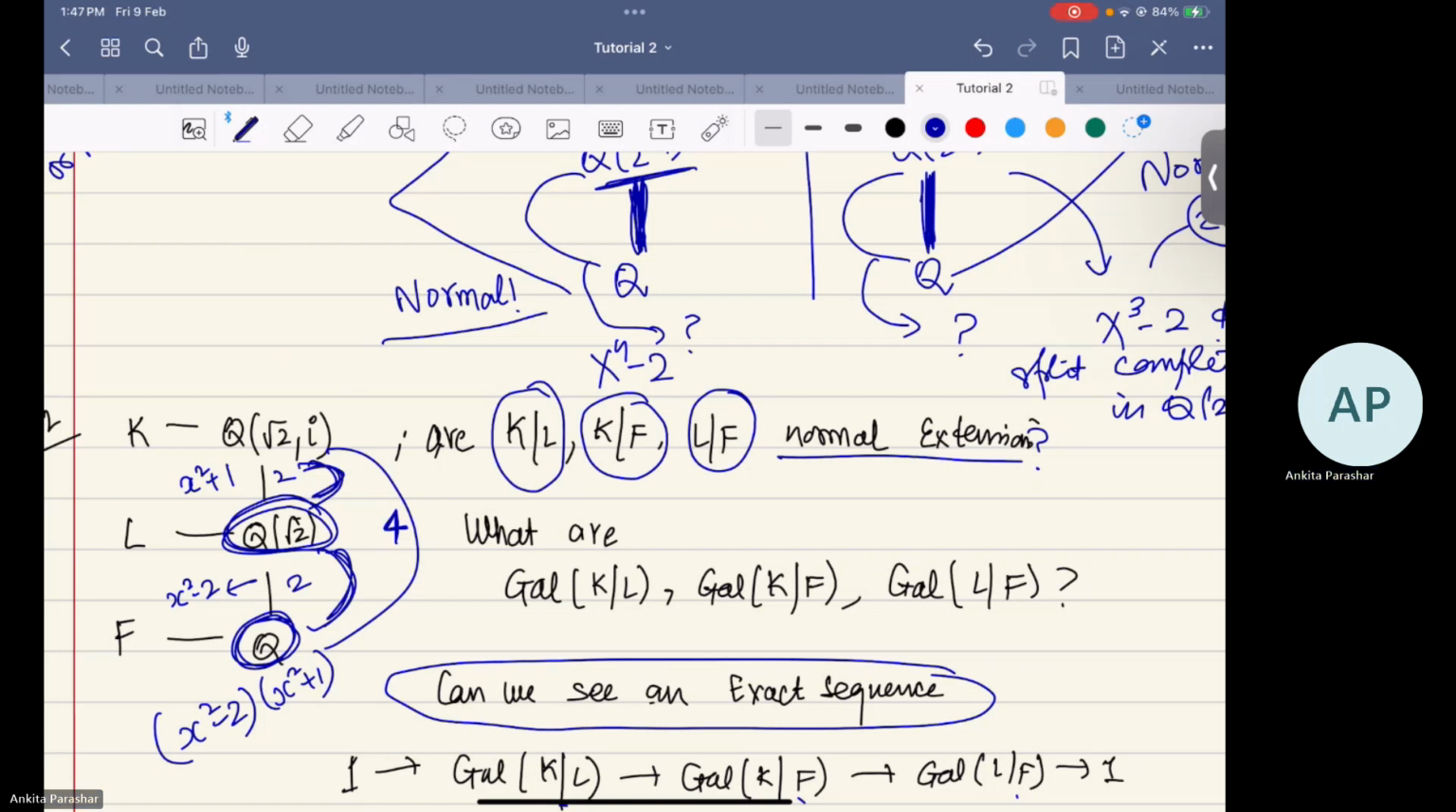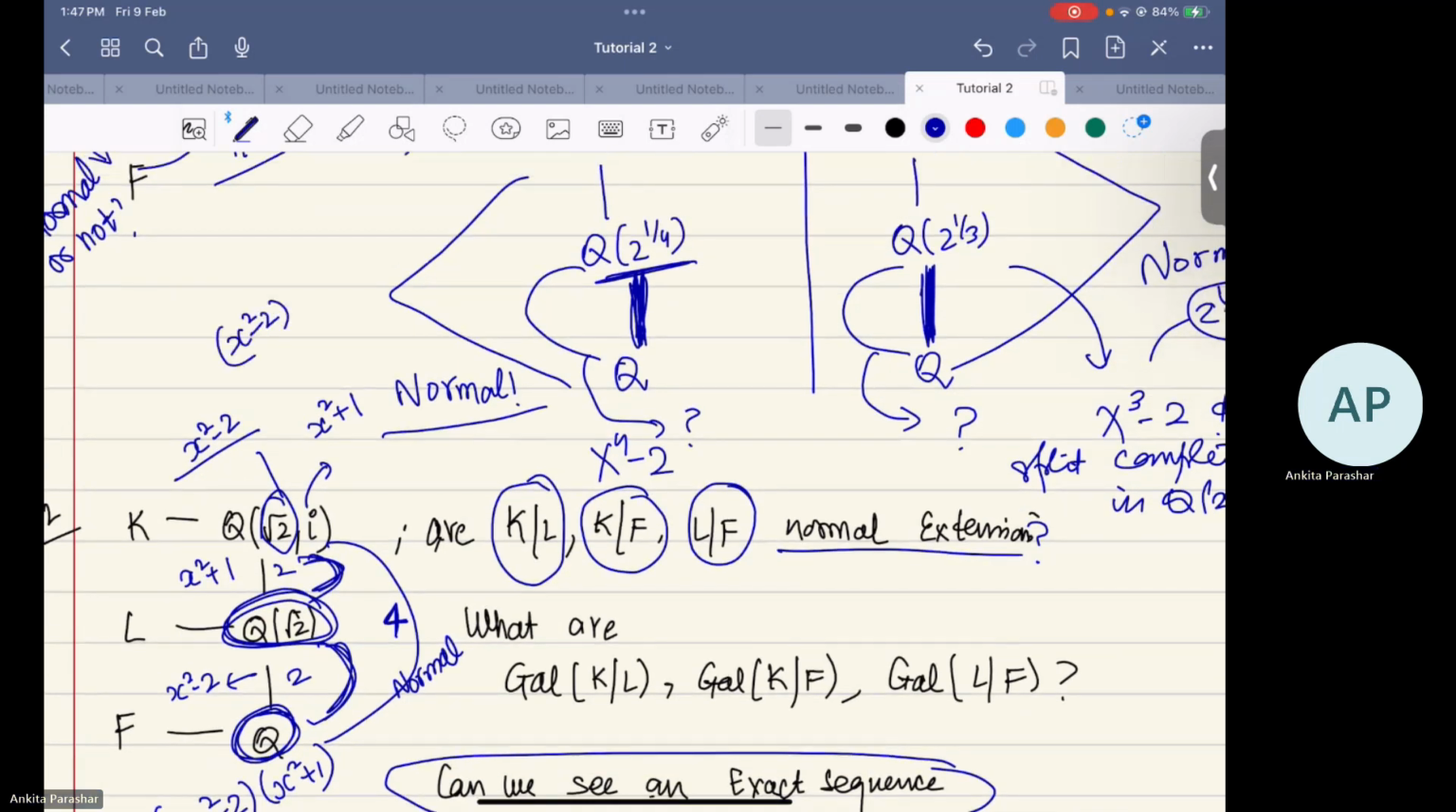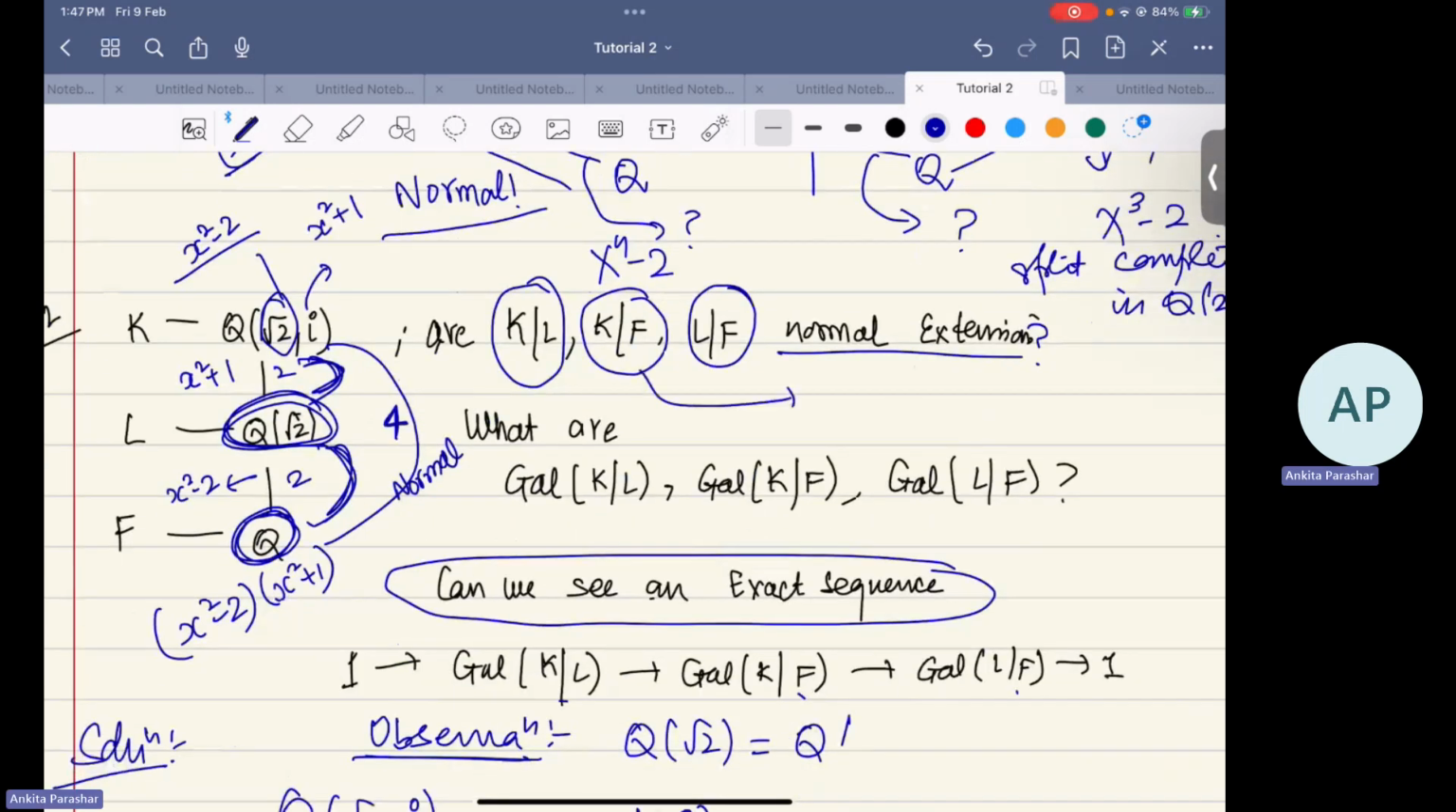Is this okay? The same thing you can check for Q(root 2, i). It is also normal. Why? Because if you take this element, its irreducible polynomial is x^2 minus 2, which splits completely. If you take this element, its irreducible polynomial is x^2 plus 1, which splits completely. If you take the product, this is the polynomial which will split completely. So all the things are splitting completely inside your field. Therefore, it's a normal extension. Therefore, all three are normal extensions.